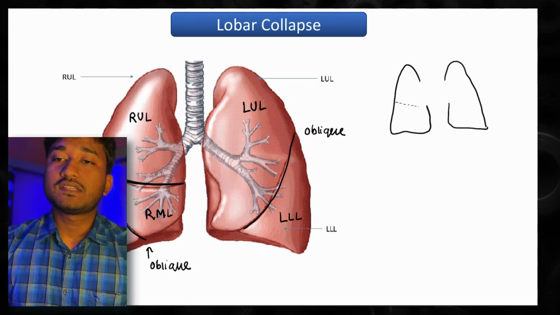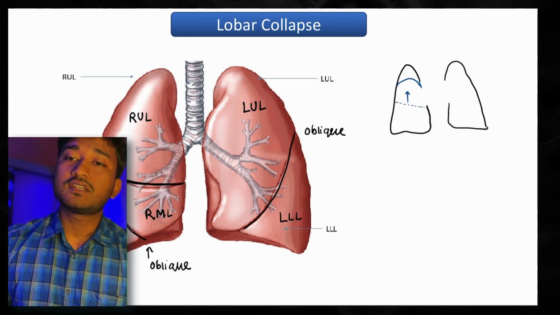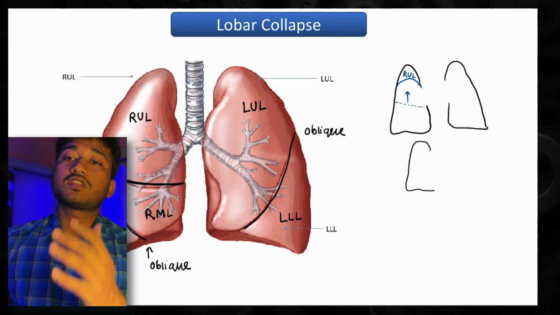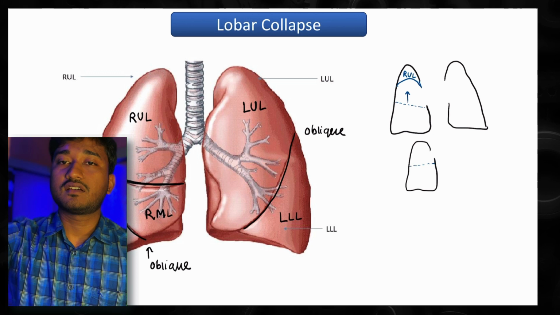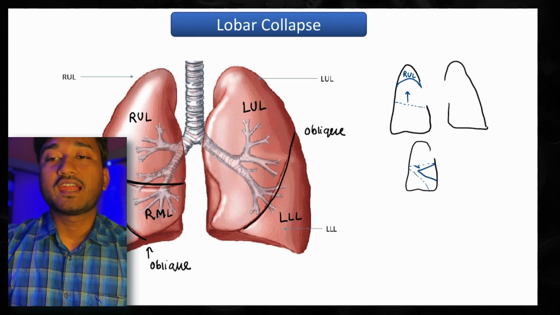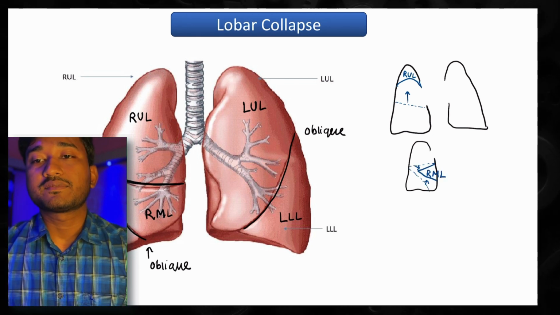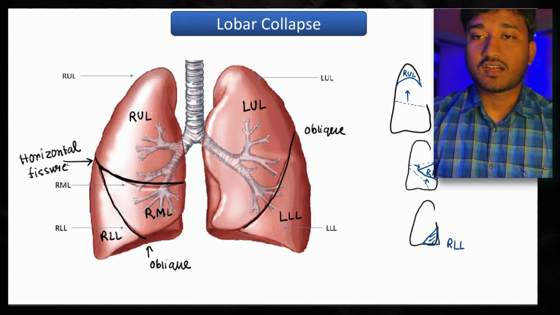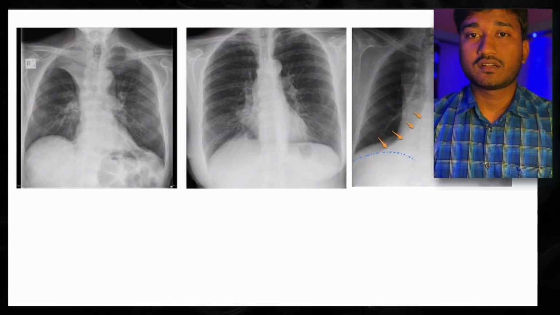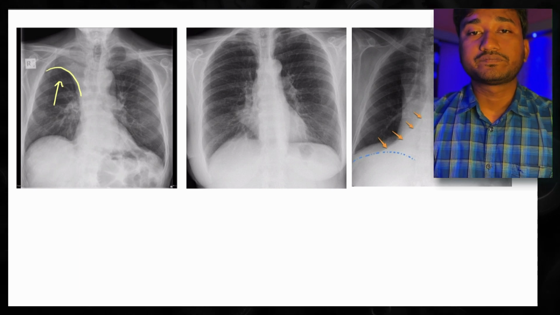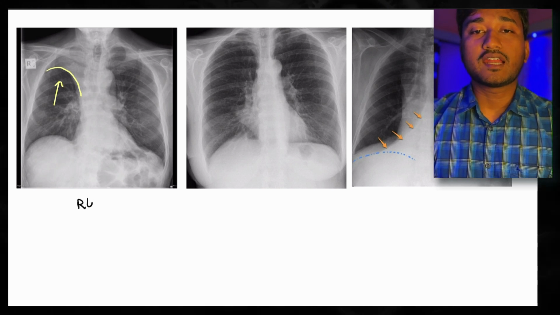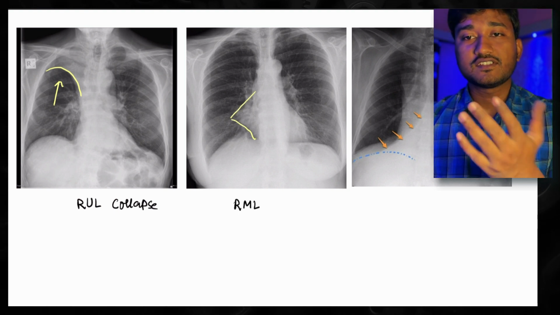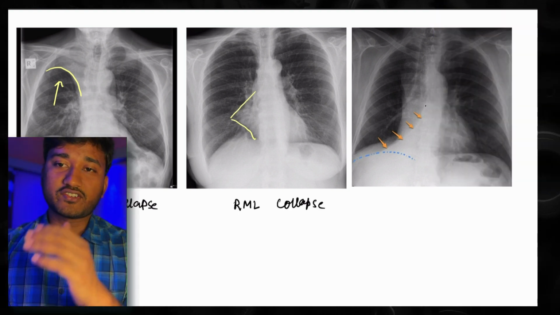So please see from here, if there is collapse of the right upper lobe, the horizontal fissure will go up. It will form a curve like this. And if there is right middle lobe collapse, it will form a triangular septum on the right border of the heart, like that. So this is your right upper lobe collapse, where the horizontal fissure goes up. This is right middle lobe collapse, it looks like a triangular region.